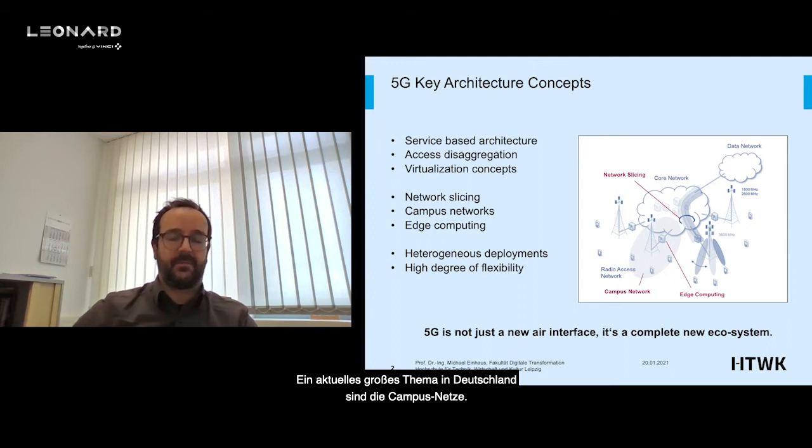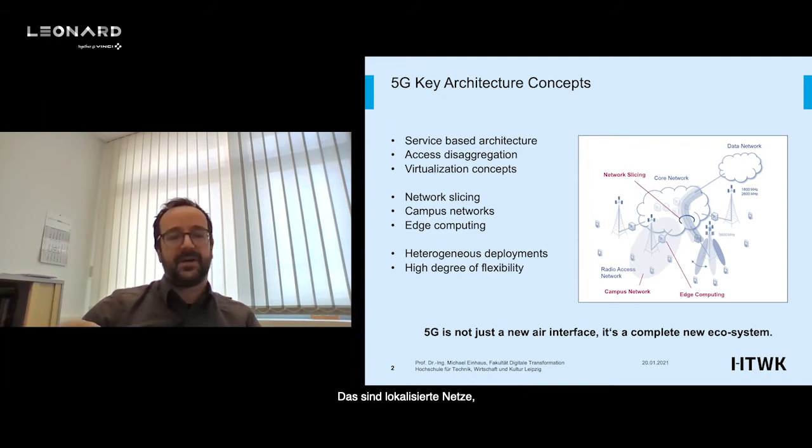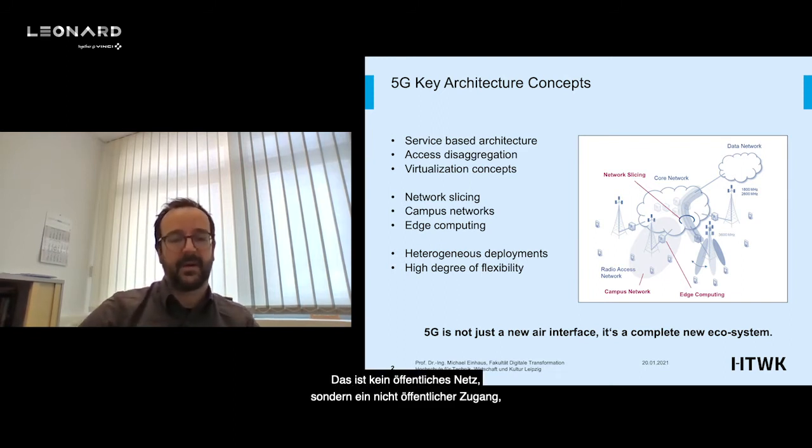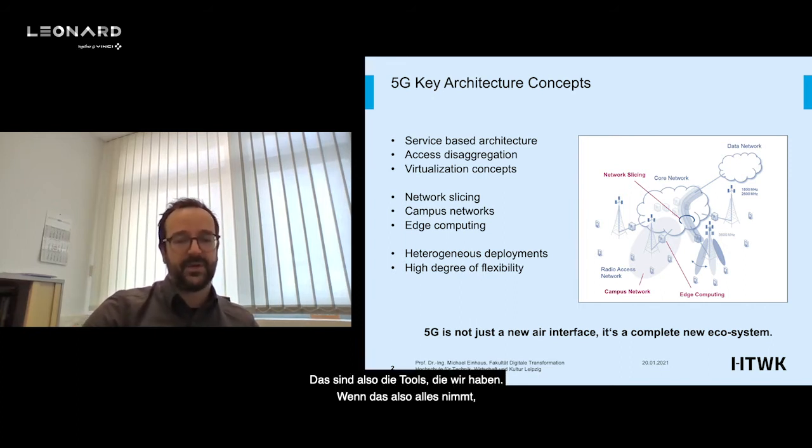One topic which is currently a big issue in Germany is campus networks. So you have localized networks, specialized, for example, for industry applications, where you have restricted access. It's not a public network, it's a non-public access network offering specific services, making use of edge computing, for example. So you combine these technologies. So this is a tool set we have.